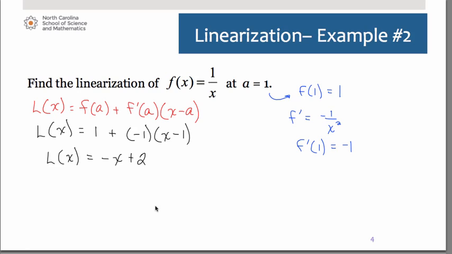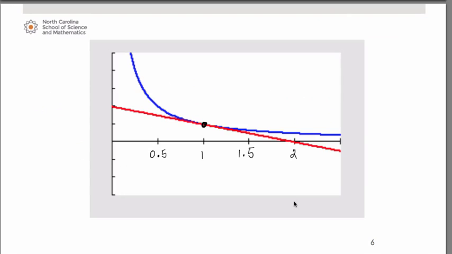Let's take a look at this one graphically as well. Here the blue curve is our original function, 1 over x. The red linear function is our linearization, negative x plus 2. You can see here the point of tangency. And again, notice right in here for values of x really close to an x value of 1, there is almost no distinction between the curve itself and the tangent line.